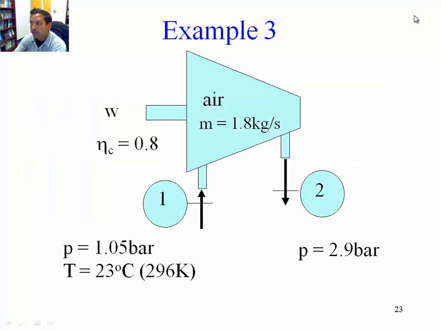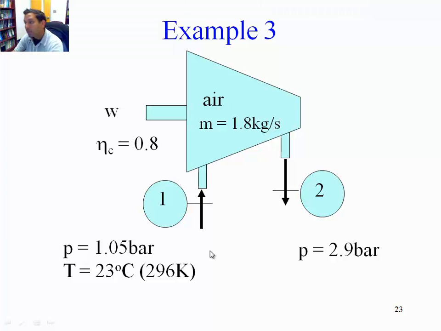So let's see. This is an air compressor that uses 1.8 kilograms per second of air. It has an adiabatic efficiency of 0.8. At the inlet, we have 1.05 bar of pressure and 23 Celsius, or 296 Kelvin of temperature. And at the outlet, the pressure rises to 2.9 bar. So we have enough information at the inlet to determine whatever we want in terms of enthalpies and entropies and so on. But at the outlet, we only have one thing.